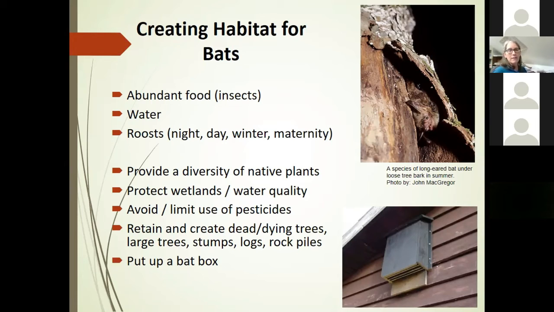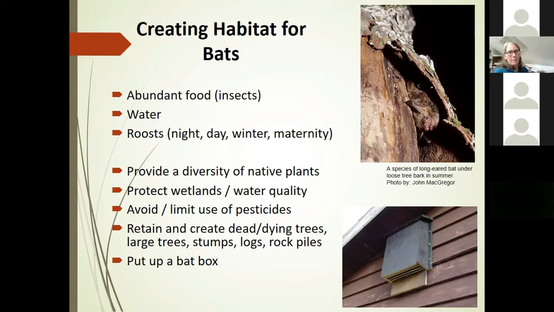They're after it, and a lot of those insects are associated with water, so clean water is important. They also rely heavily on roosts, places to hang out during the night and places to hang out during the day. Then there are different roost sites for winter hibernacula, and maternity roosts, the places where female bats congregate and give birth to their pups.